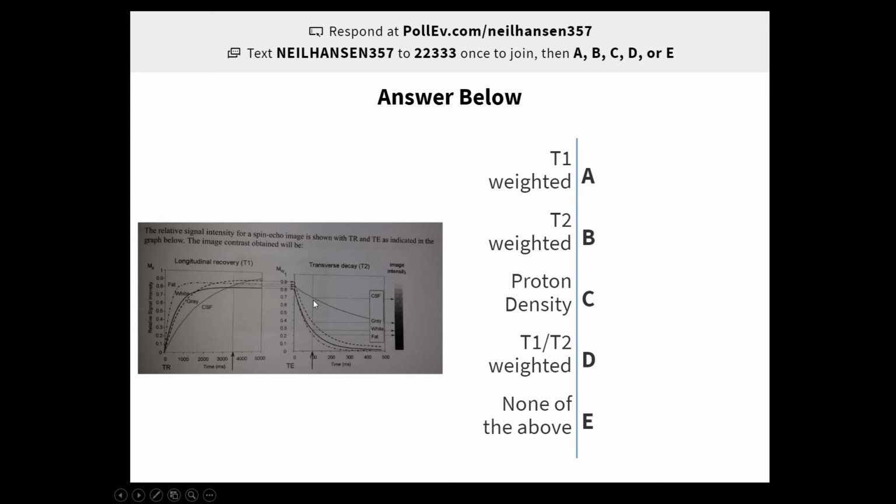Here we've weighted relatively longer for our TE, and there's a lot of inherent T2 weighted differences between CSF, gray matter, white matter, fat. You would actually get a lot of differential T2 weighting by acquiring signal at this point in time. So the correct answer here is, in fact, T2 weighted.